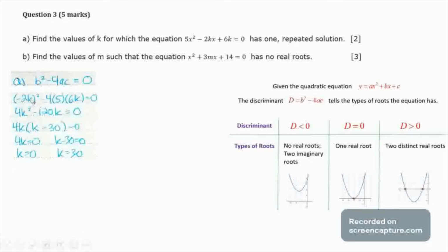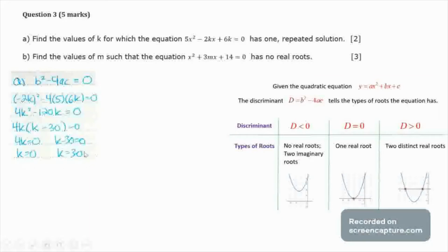Okay, so I substituted B, which is negative 2k, in here: b squared minus 4 times A, which is 5, times C, which is 6k. Great. Simplifying that a little bit, it can factor. When we get to this point, we can factor it. It's equal to 0. Therefore, we can get two solutions.